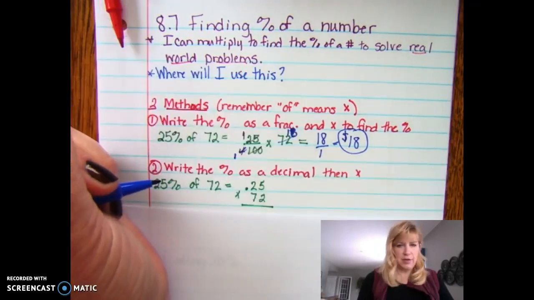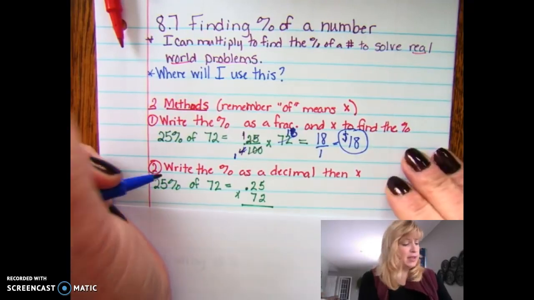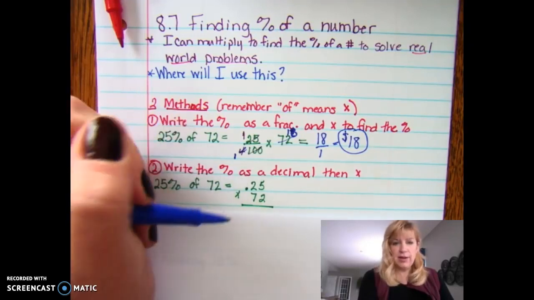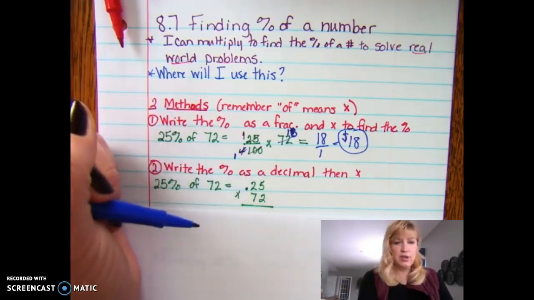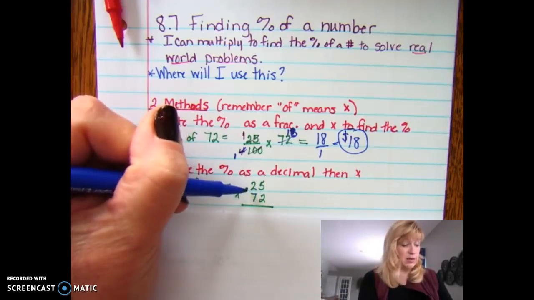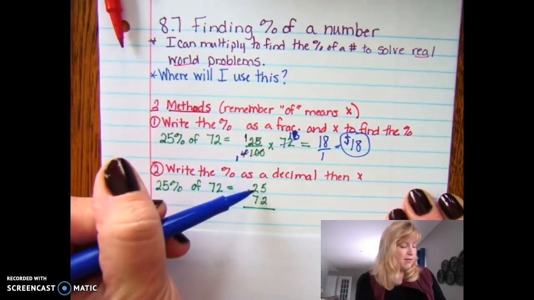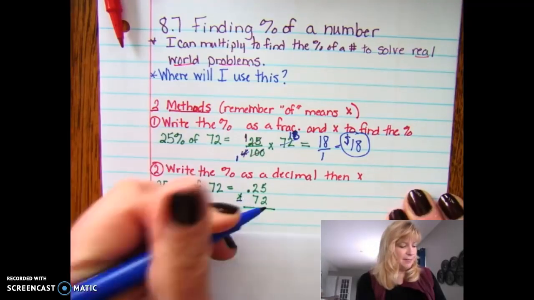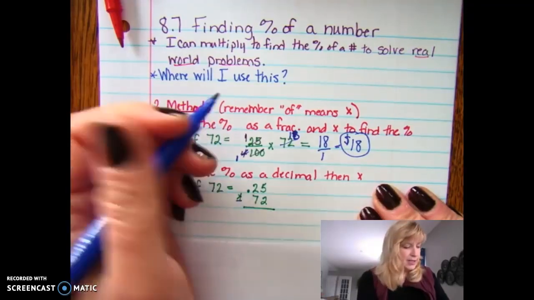So the next method that you may use, and probably I would say the most popular of the methods, is to simply change the 25% to a decimal. We worked with that earlier in this chapter and all along the way, and we know that 25% is 25 hundredths, which is written 0.25. So all you need to do is 25 hundredths of 72, and there's my "of" right there. We'll simply do the arithmetic and see if we come up with the same answer.